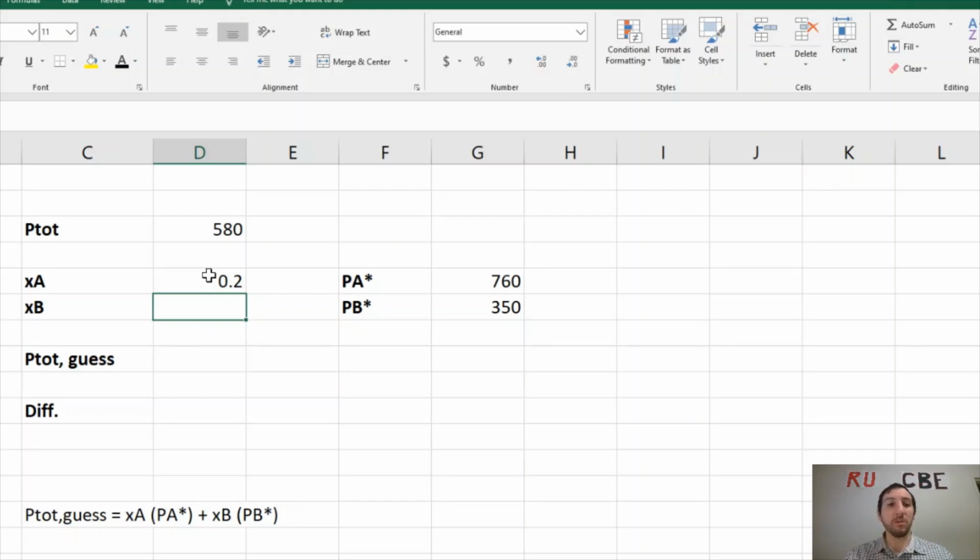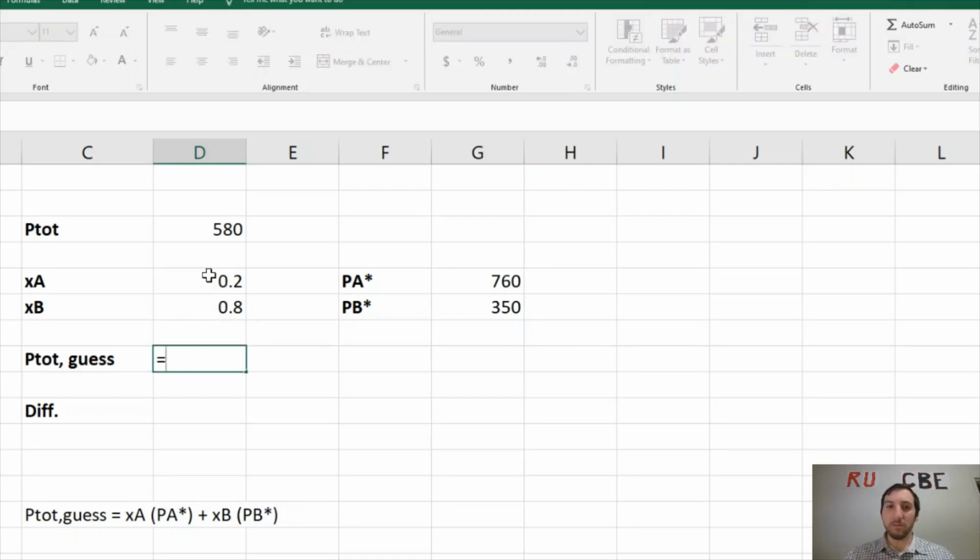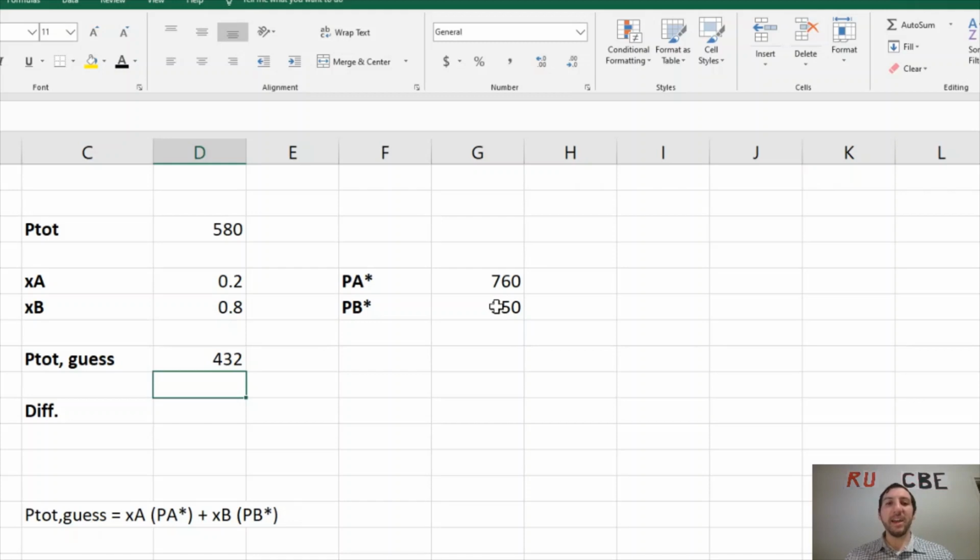And that's exactly what I'm going to do. I'm going to link XB with XA, so XB equals 1 minus XA. Now I'm going to set up my P total guess, and I'm going to say that equals XA times PA star plus XB times PB star. As you see, my P total guess is 432, and my P total is 580. So clearly I'm a little bit off with my guess of XA.